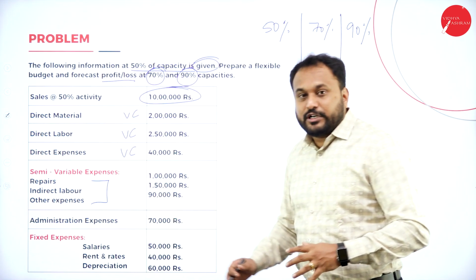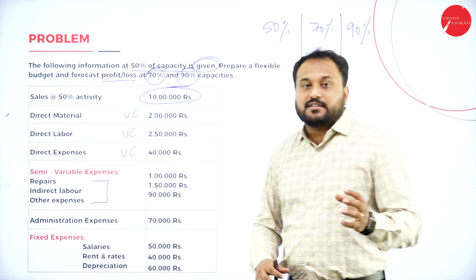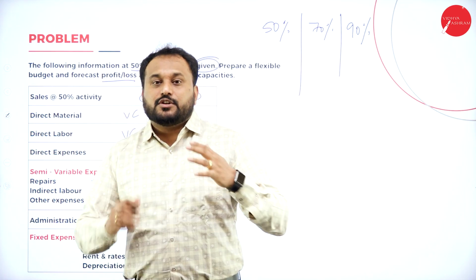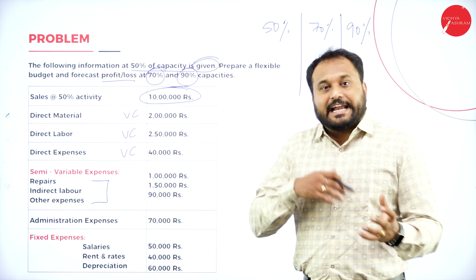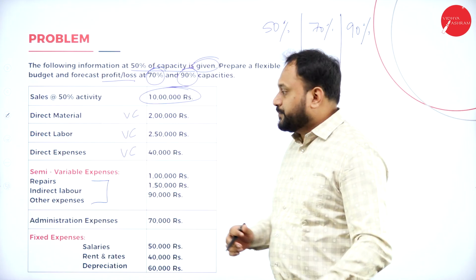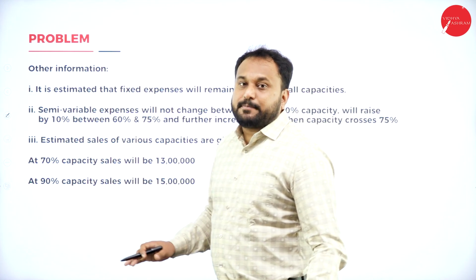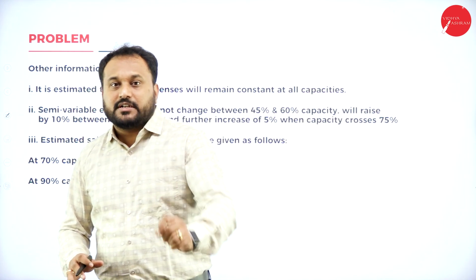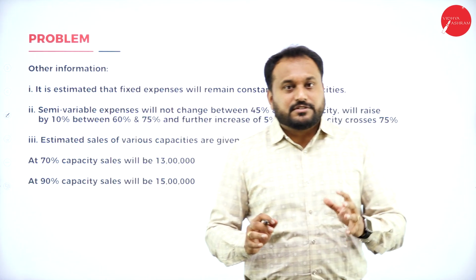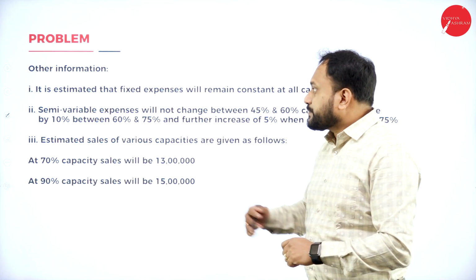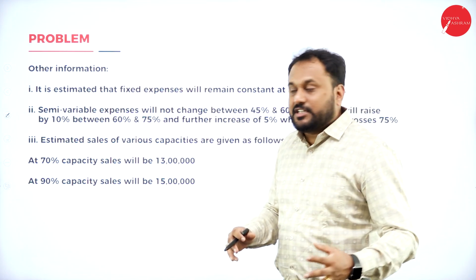Fixed expenses, they have only given salary, rent and rates, depreciation. Here depreciation is given, but that doesn't mean you are supposed to subtract it. You are not supposed to subtract anything in a flexible budget. It is always addition that you are supposed to follow. So what we are supposed to do is study the entire problem, because if this 15-mark question comes, you should take half an hour and solve it properly, because 15 marks is very, very important. Now the first one, other information, or additional information.